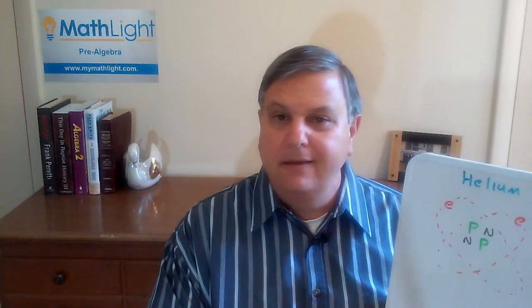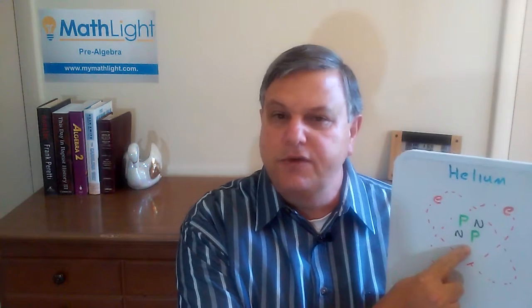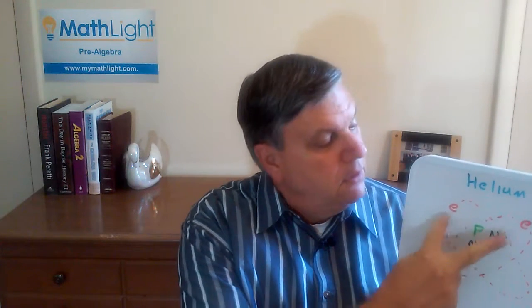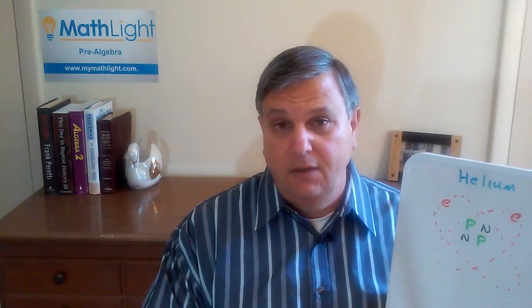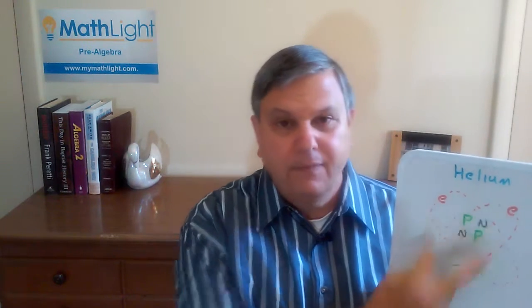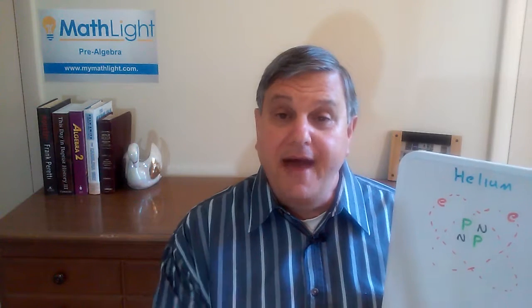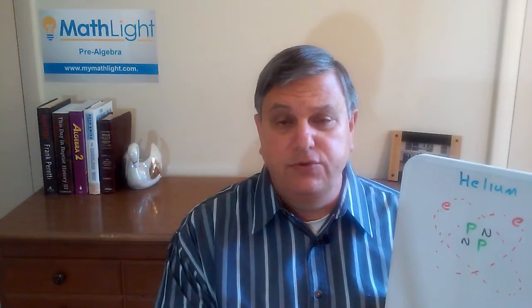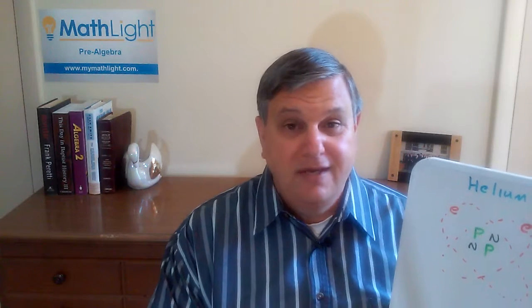Here's exactly what's going on in our atom. We have 2 protons with a charge of +2. We have 2 electrons for a total charge of -2. And what happens when you add the +2 and the -2? The answer is you get 0. And that's why this atom has a neutral charge, because +2 and -2 equals 0.